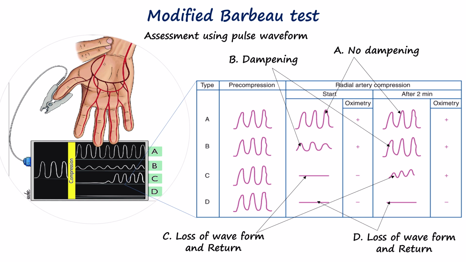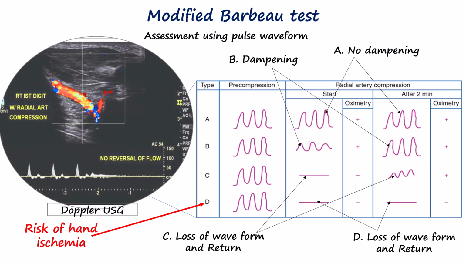Types A, B, and C suggest adequate collateral circulation, making the patient suitable for transradial access. Type D waveform indicates poor collateral flow and is a contraindication due to the risk of hand ischemia. However, emerging evidence suggests a shift away from the Allen and Barbeau test towards more objective techniques such as Doppler ultrasound.